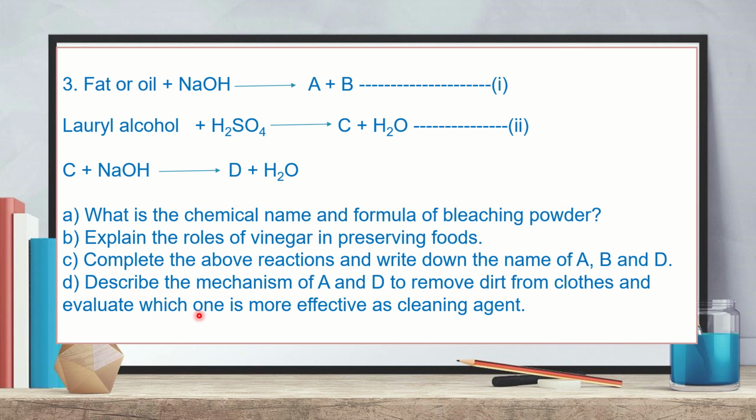Now, question number D. Describe the mechanism of A and D to remove dirt from clothes and evaluate which one is more effective as a cleaning agent. A and D, soap and detergent, are used to remove dirt from clothes. You have to write the mechanism of soap or detergent and explain which one is more effective, soap or detergent. You will get this question in my lecture 10.